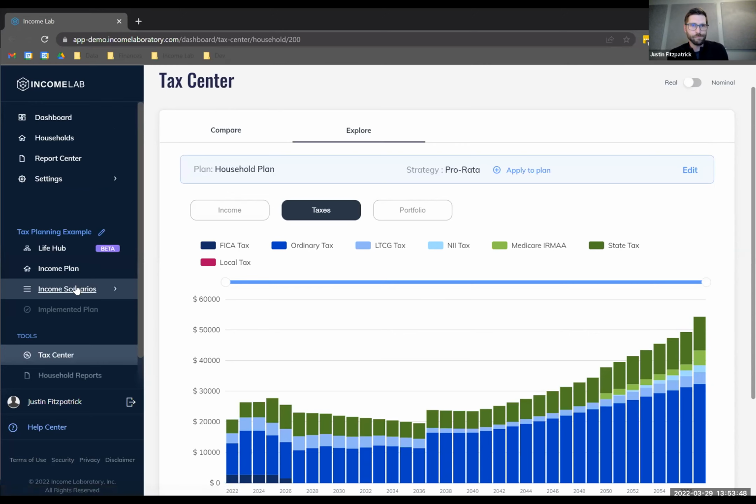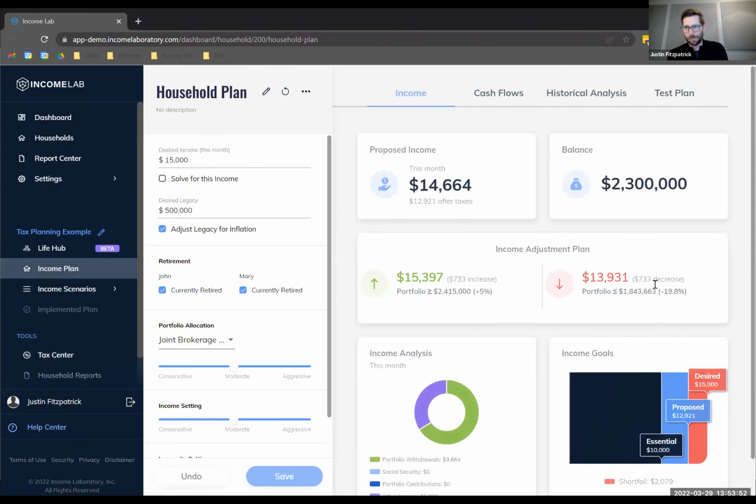Probably the most obvious will be right here in the income adjustment plan. Typically, if there is more sequence of return risk, then this kind of guardrail amount will be closer. So it will be more likely that you will see an income decrease in the future.